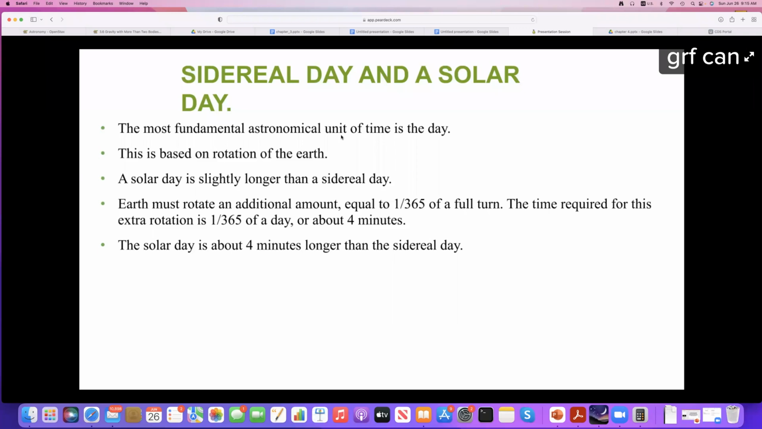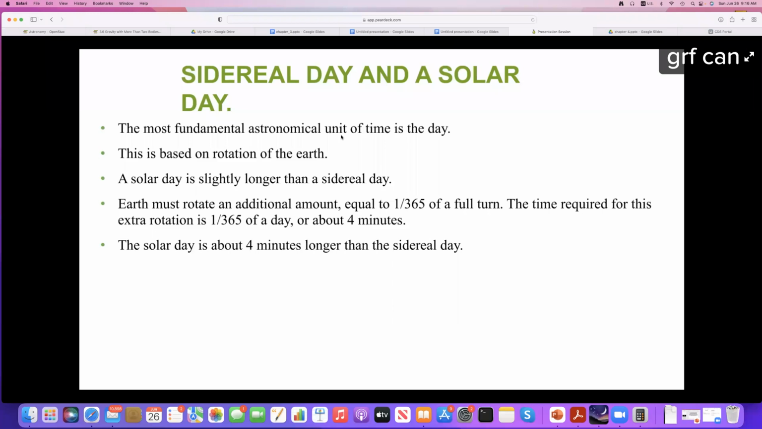So that is the sidereal day and the solar day, right? Now the most fundamental astronomical unit of time is the day, right? So we know that we have 24 hours for our day, and this day is based on the rotation of the earth. And if you consider a solar day, there are two definitions here, keep that in mind. That is the solar day and the sidereal day. A solar day is slightly longer than the sidereal day, right?